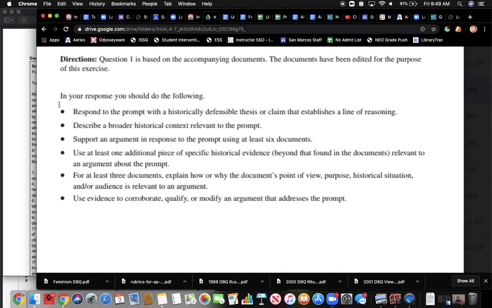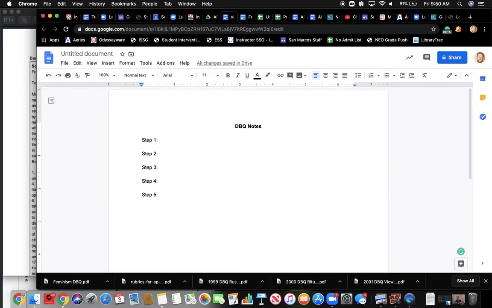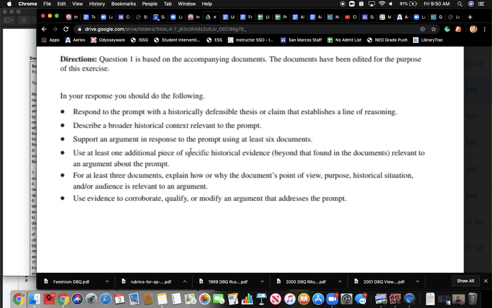So ladies and gentlemen, anytime you're doing a DBQ, your step one is to read through all of the directions. When you do a DBQ, you are going to be nervous, especially the first few times that you do it. And of course, when you take the AP exam, you're going to be nervous. I want you to read through the directions because it provides you with just a game plan. Here's what I need to do. And I want you to use these bullet points here as a literal checklist.